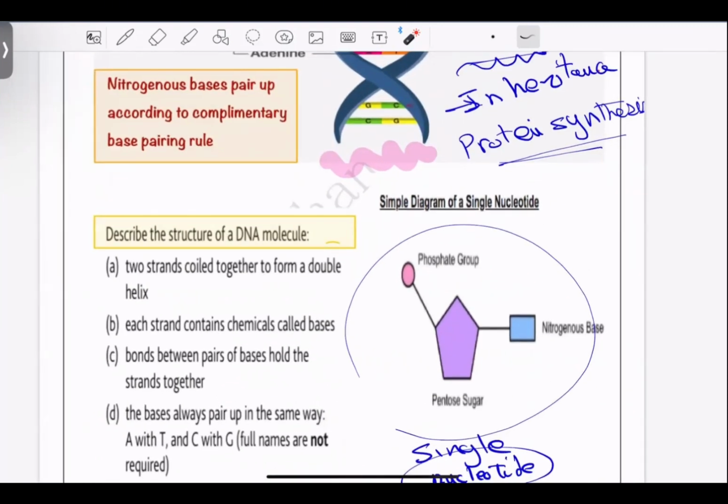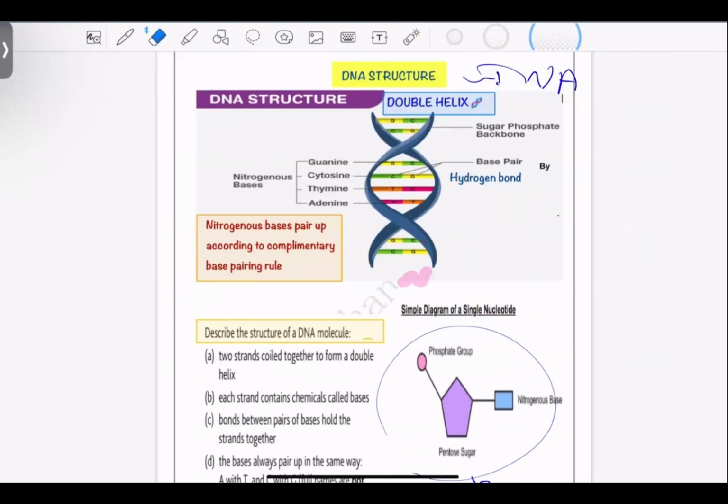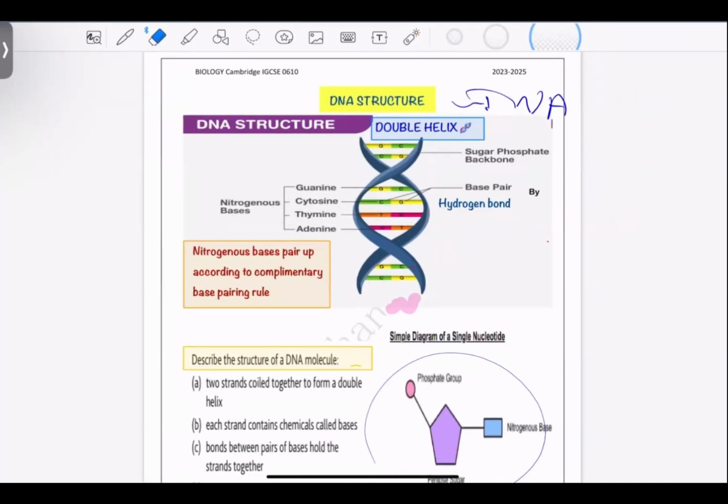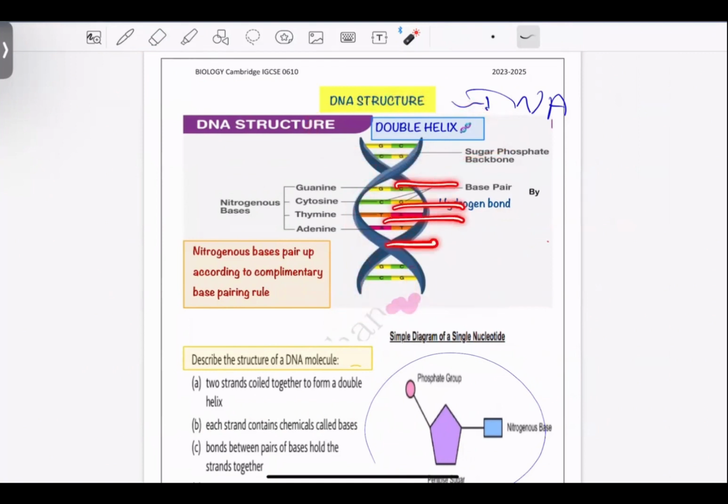So here again, now we talk about the DNA structure. We said how many strands we have here? Two. Stay with me, all of you. Two strands. These two strands form a double helix. Yes, each strand is made from single units, the nucleotides. First, you have to say the nucleotides.